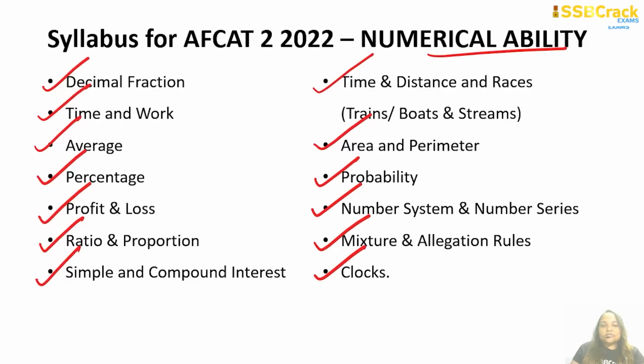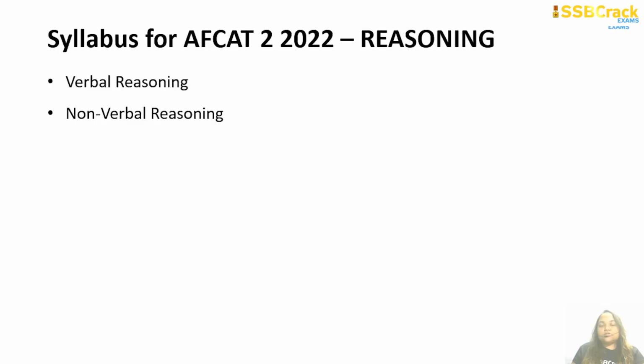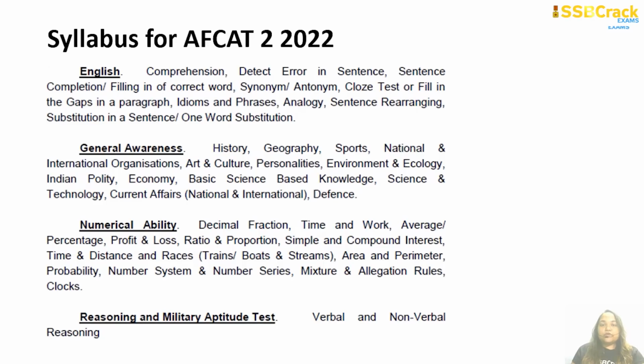Coming on to the last section, which is the reasoning and military aptitude section, the questions will consist of verbal as well as non-verbal reasoning. So I hope that now the topics are quite clear to you. We will look into the overall bird's eye view outlook of the syllabus for the AFCAT 2 2022 exam, which has been included in a new pattern.